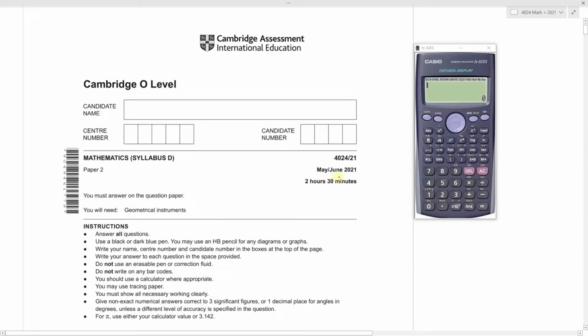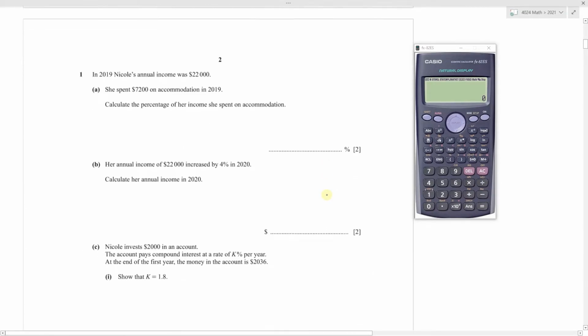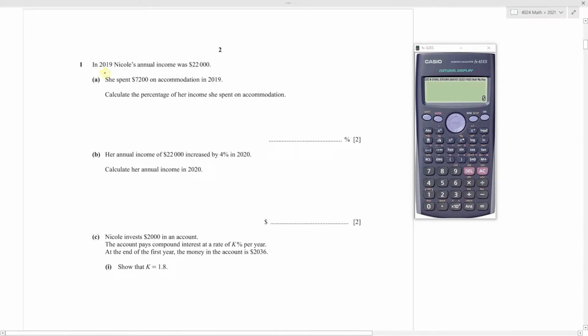So in this video, we'll solve paper 2, variant 1 for May-June 2021. So let's start with question number 1. In 2019, Nicole's annual income was $22,000. Part A: she spent $7,200 on accommodation in 2019. Calculate the percentage of her income she spent on accommodation.